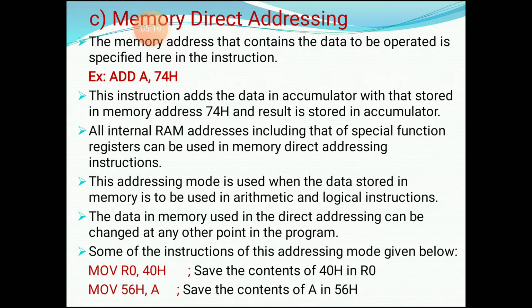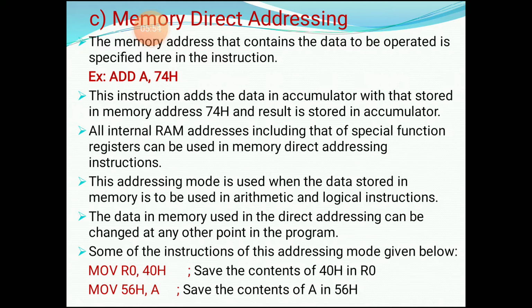Next one, memory direct addressing mode. In this addressing mode, the memory address that contains the data to be operated on is specified in the instruction. An example of this addressing mode is ADD A, 74H. This instruction adds the data from the accumulator with the data stored in address 74H, and the result is stored in the accumulator. All the internal RAM addresses including those of special function registers can be used in this addressing mode.